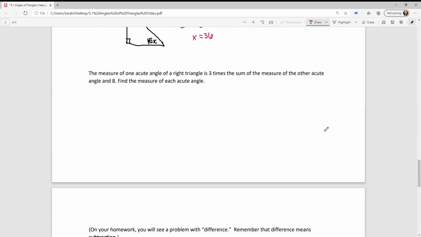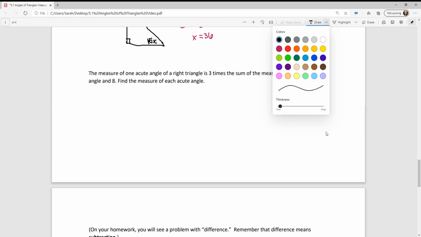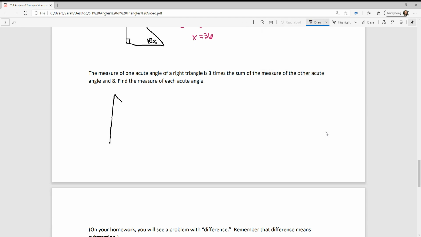Let's try one more. The measure of one acute angle of a right triangle is 3 times the sum of the measure of the other acute angle and 8. This one's a little more complicated. So I'm going to draw a picture here. Work with me, pretend like that looks like a really good right triangle. One acute angle, we'll just call that x. The other acute angle is 3 times the sum, which means we add, the measure of the other acute angle and 8. So 3 times other acute angle and 8, sum would be 3 times x plus 8.